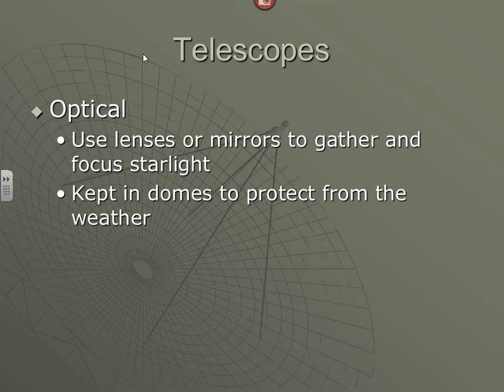Optical telescopes are usually kept in domes, like the one we saw on the previous slide. That is, of course, to protect it from the weather. Usually those domes are able to rotate so that you can turn the telescope in any direction and look at all different things around you in the night sky.